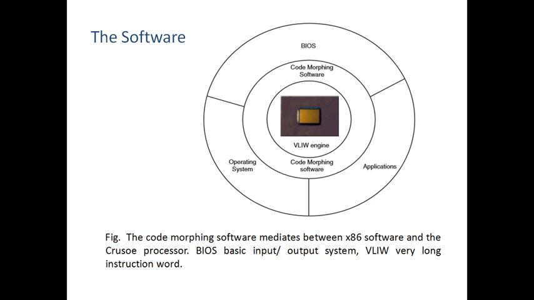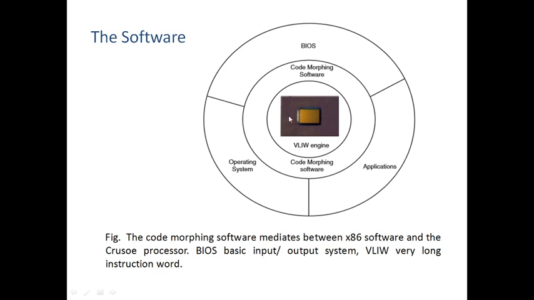Then we will see the software. See here, this is the block diagram of the Transmeta Crusoe processor software. Here we have different layers of software. This outer layer is built with high level software. The software here is BIOS, meaning basic input output system, the operating system and other applications. This is high level software. And we have the VLIW engine, which is machine level language software.